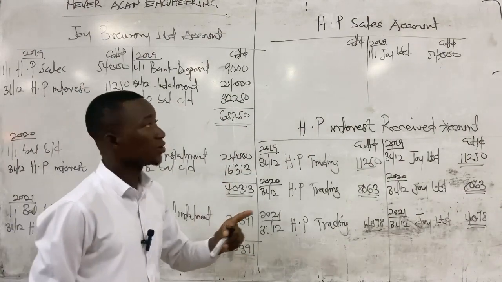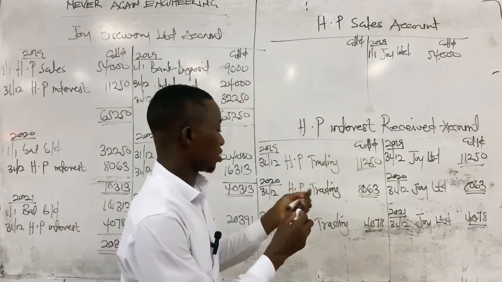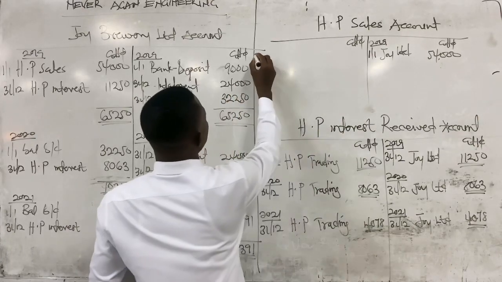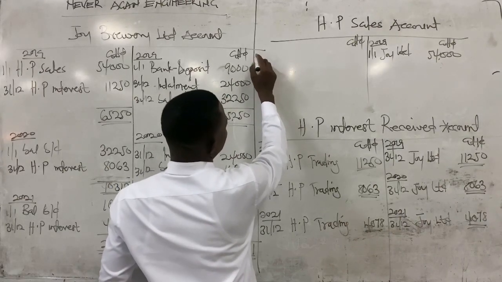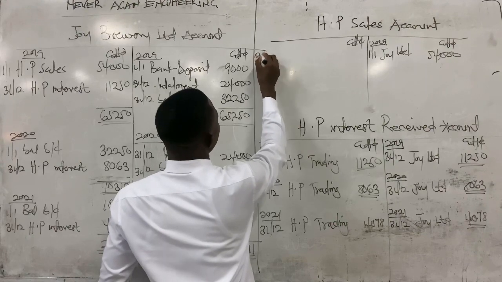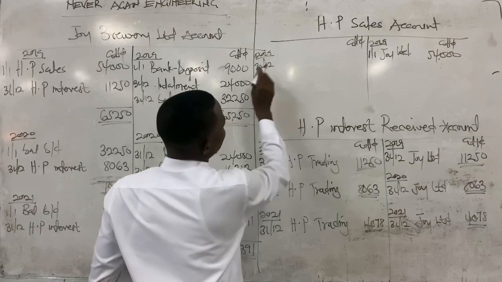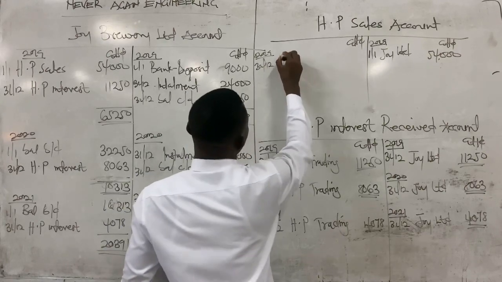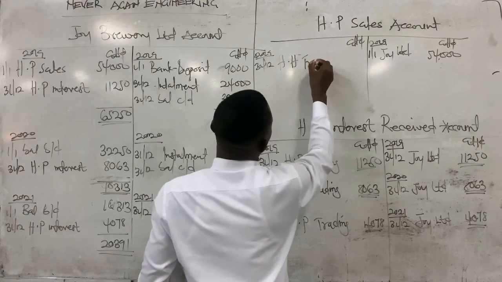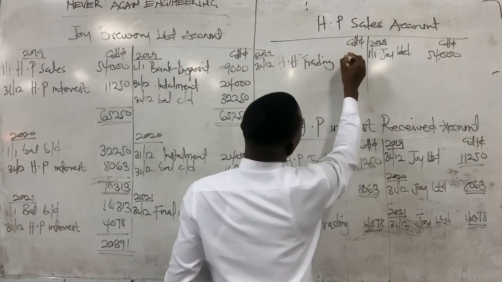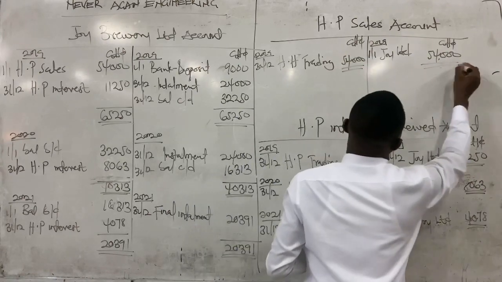And also take note that this sales will also be transferred to the hire purchase trading account. So to transfer this amount at the end of this year, that is 31st of December, we transfer this amount to HP trading, and the amount is 54,000. So we close this account as well.